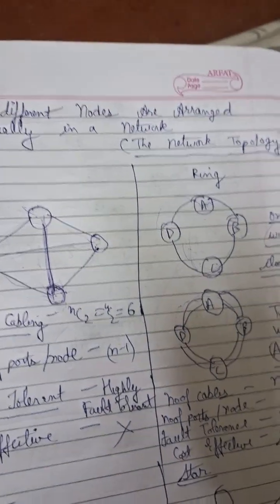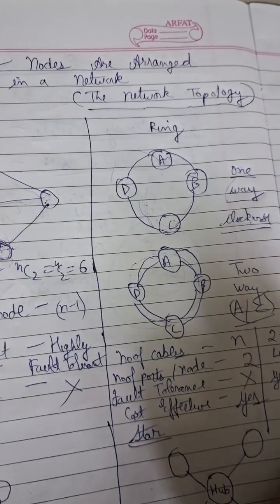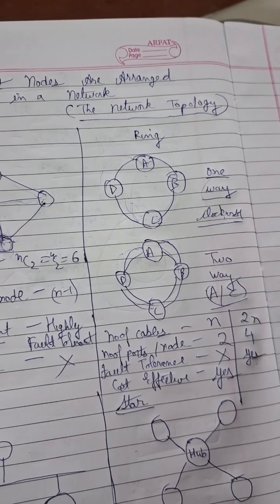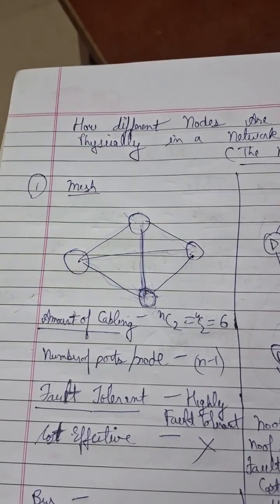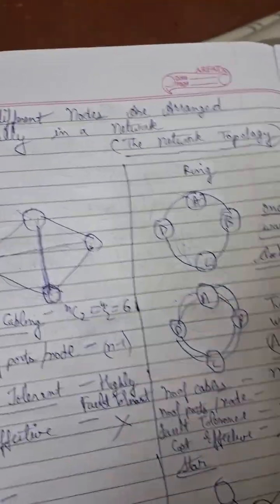And is it cost effective? See, it is not as cost effective as a one-way ring, but not as cost intensive as a mesh. So we could say, yes, it is somewhat cost effective. So we have a ring network also.